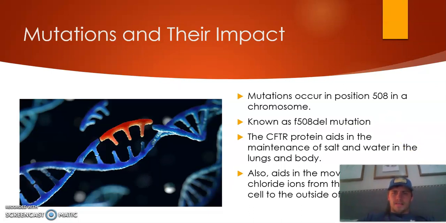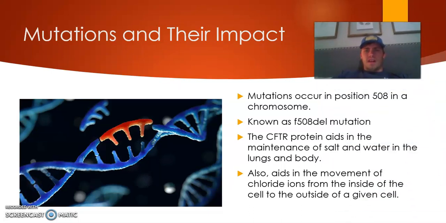Mutations and their impact. Mutations occur at position 508 in a chromosome. I touched on this. It's known as that F508del mutation. The CFTR protein aids in the maintenance of salt and water in the lungs and body. It also aids in the movement of chloride ions from inside of a given cell to outside of the cell.